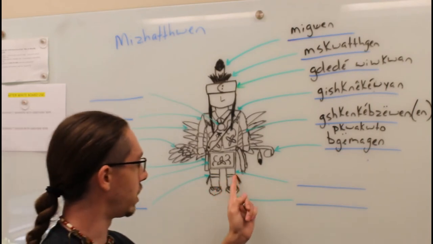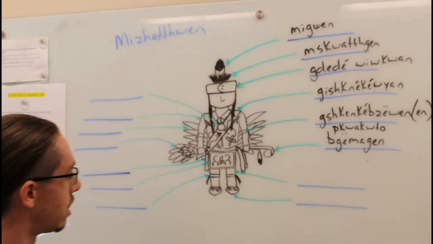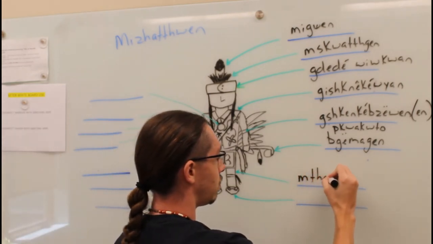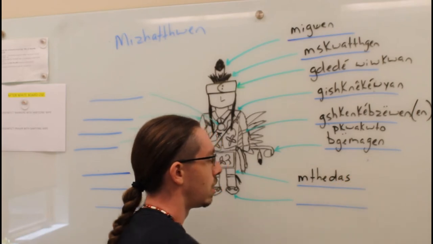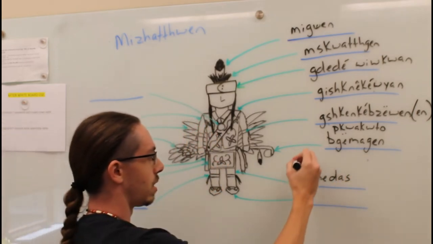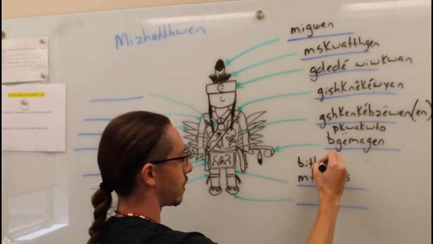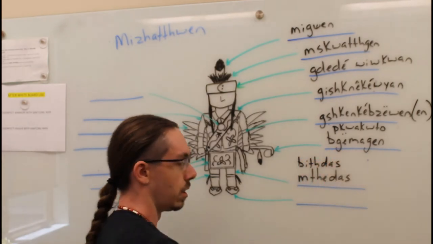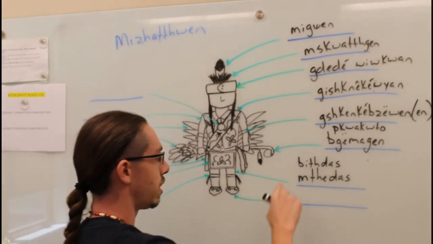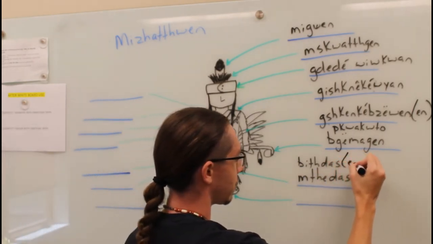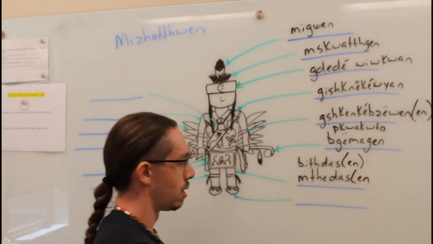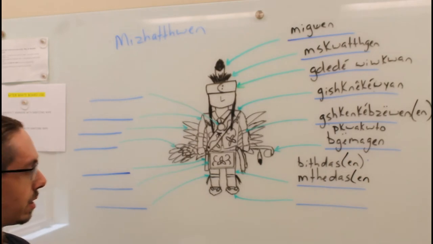Next we have it pointing at the leggings. One legging we call jadas. Also you can say bijadas. That's for one. Now, if you want to say leggings, you say bijdasin or jidasin.